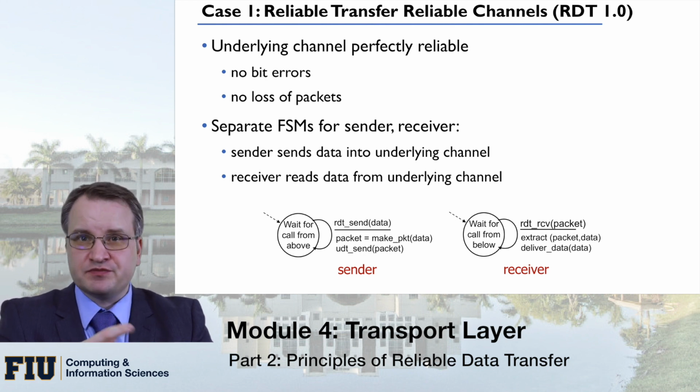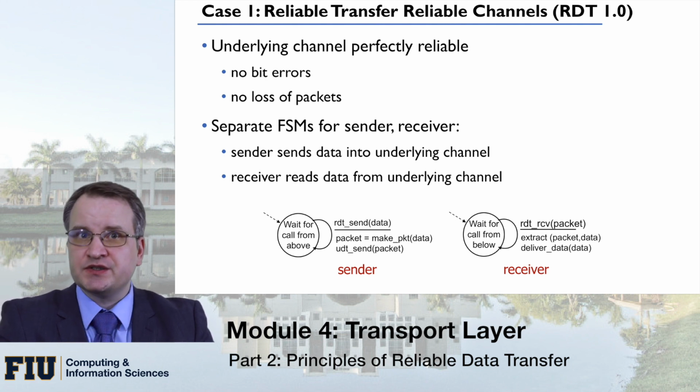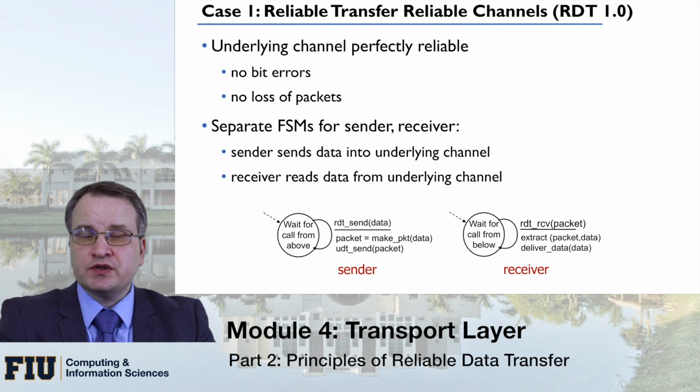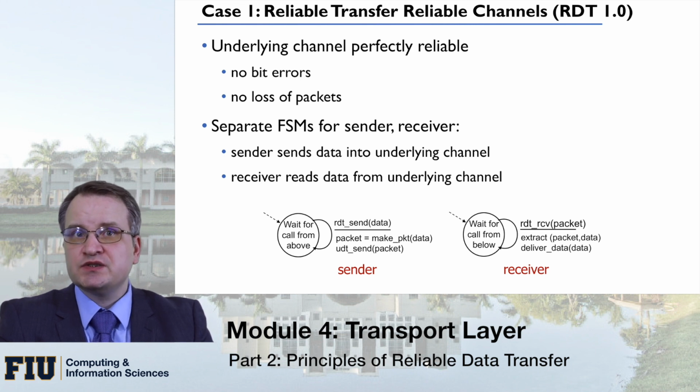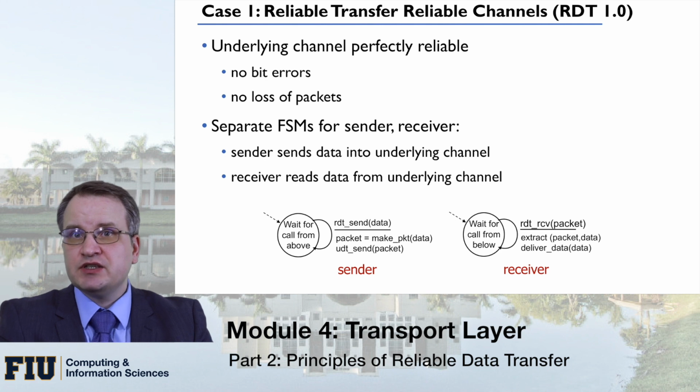So you simply have the connection established. I'm not saying how, but as soon as it's established, you can simply receive information from the application. This RDT send is the application sending data that it wants to get reliably to the other side. The only job that needs to be done by the sender is simply to create a packet and send it out to the network. That's it. And the job of the receiver is simply to receive the packet and deliver this data to the application. That's all that needs to be done.